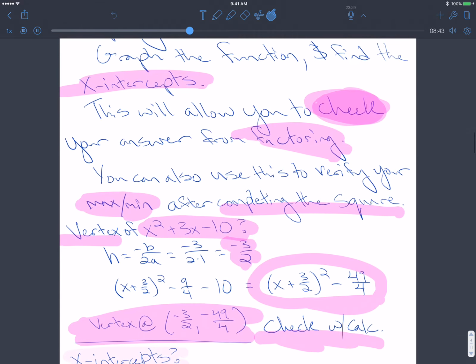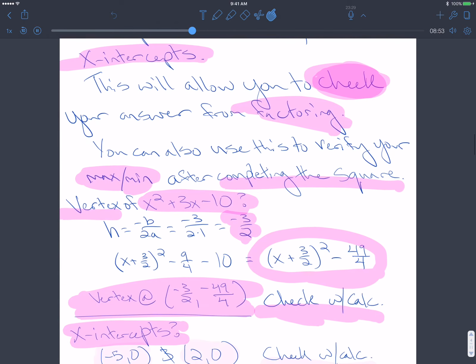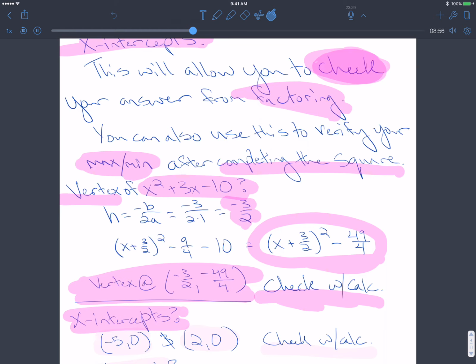Graph it on your calculator. Find your minimum. And it should be negative 3/2, negative 49/4. You can also use your calculator to find your x-intercepts. And we can play with this a little bit in class. And you should see that negative 5 and 2 are your x-intercepts. Check it with your calculator.